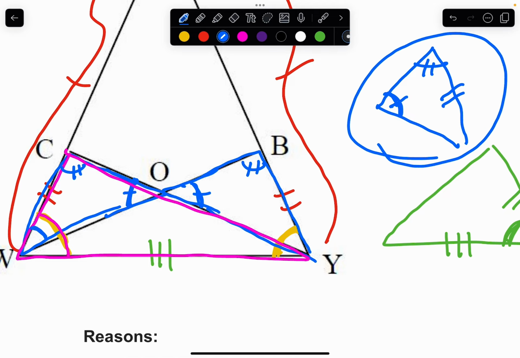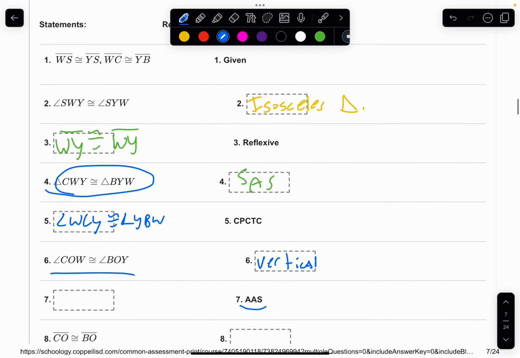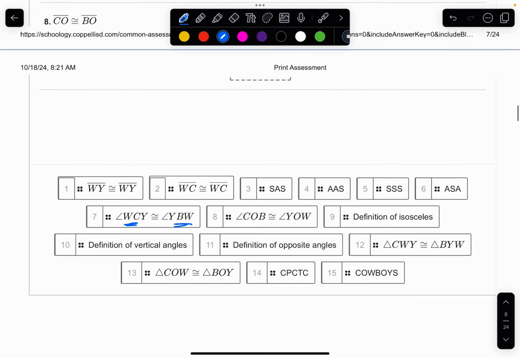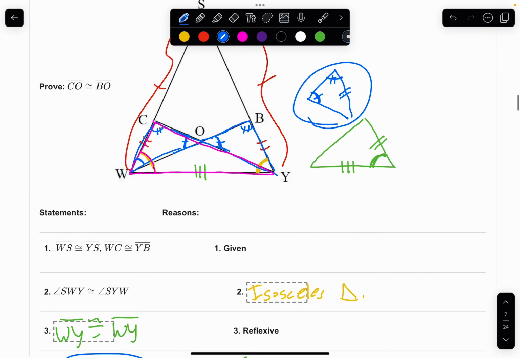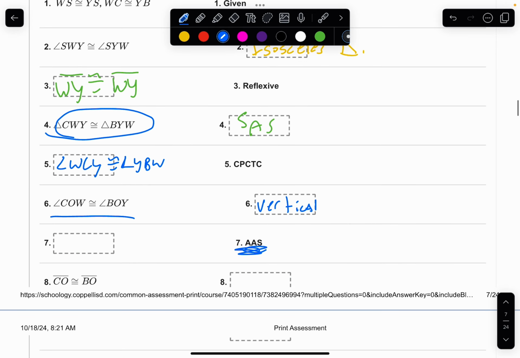That is angle, non-included side, which is what they said. They said angle, non-included side. So what triangles are those? Those are triangles cow and boy. So, I want to be a cowboy. So this is triangle cow is congruent to triangle boy. And that is angle, side.